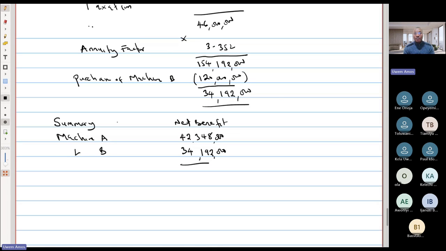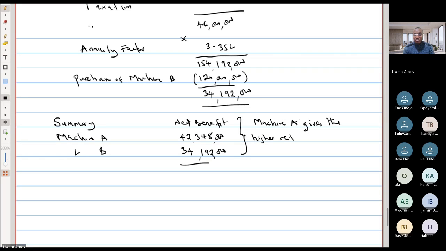So clearly, from this analysis, machine A gives the higher return and should be purchased.